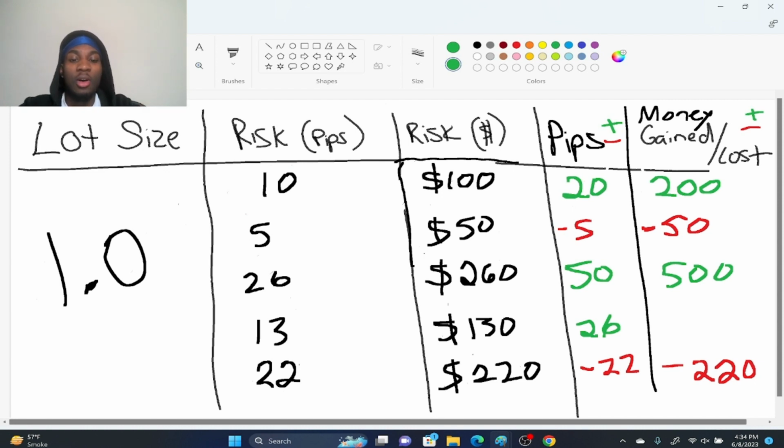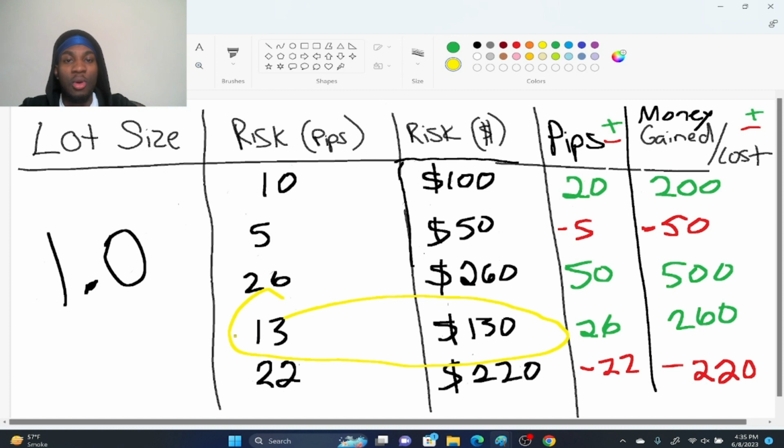And then on Thursday, you would have made $260. Okay? So here on Thursday, you had a 1 to 2 risk to reward that you gained. Here you had a 1 to 2. Here you lost your trade. Here you lost your trade. And then this was a little bit underneath the 1 to 2.